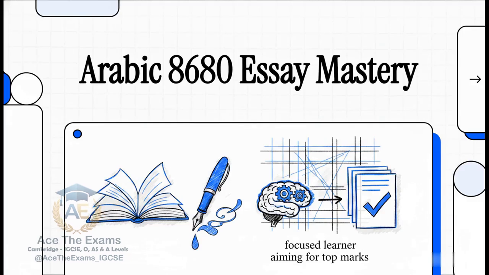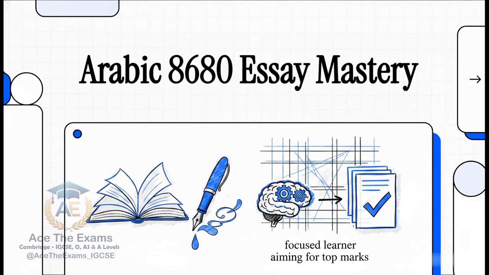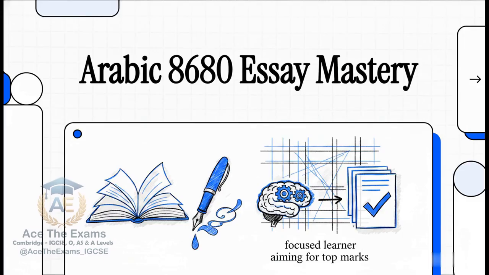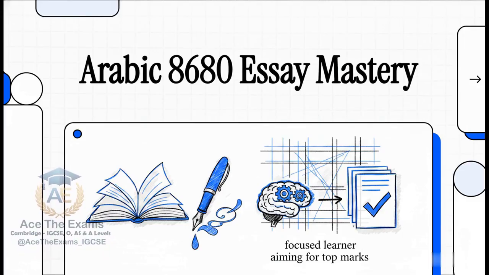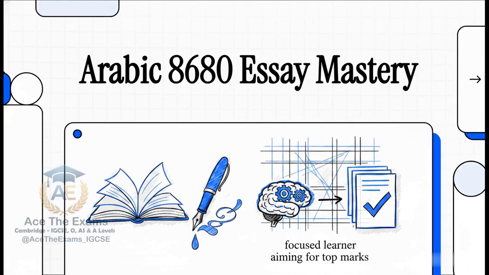All right, team, let's gather around the digital telestrator board. Welcome to today's explainer. We are diving into a championship game film review today. And our opponent? The Cambridge AS and A-Level Arabic Language 8680 exam, specifically Paper 2.